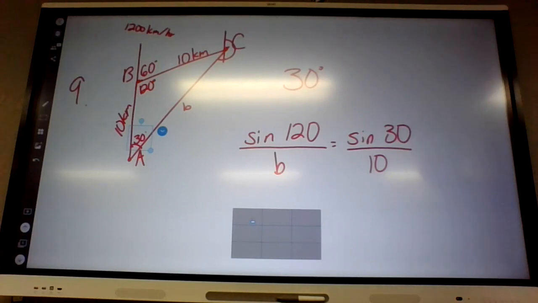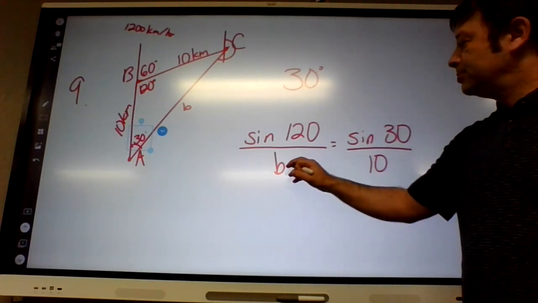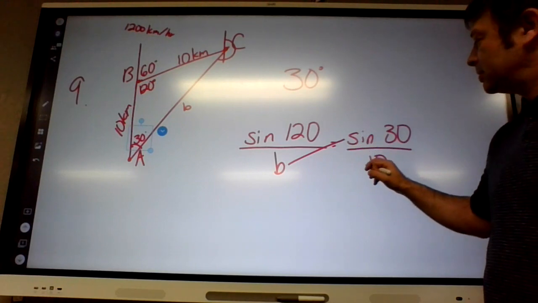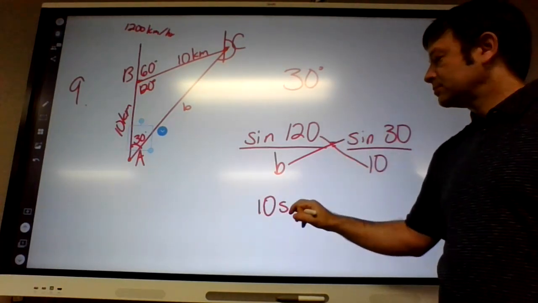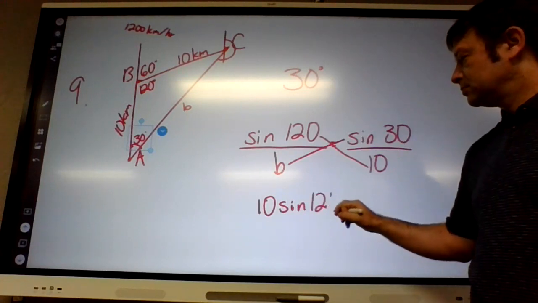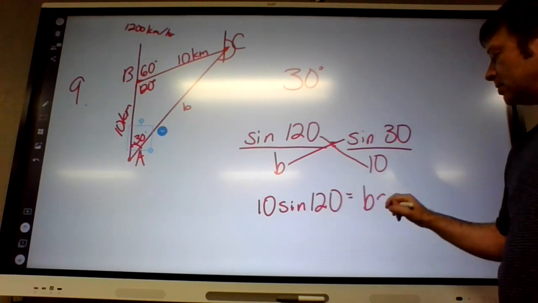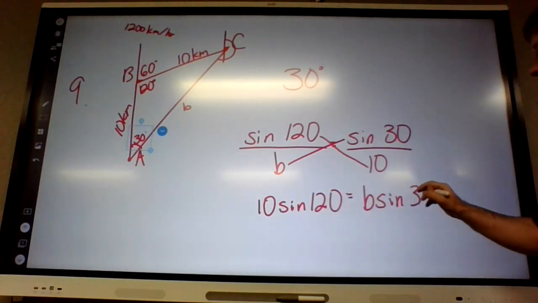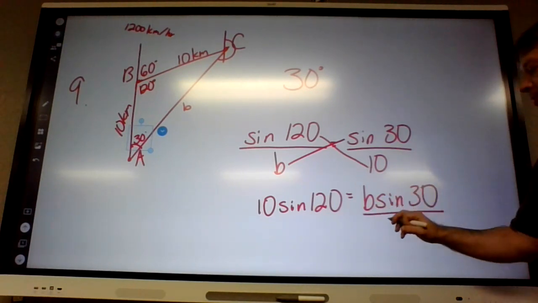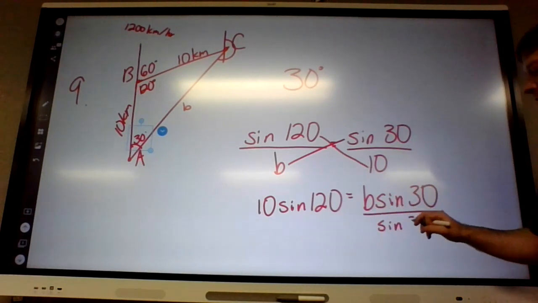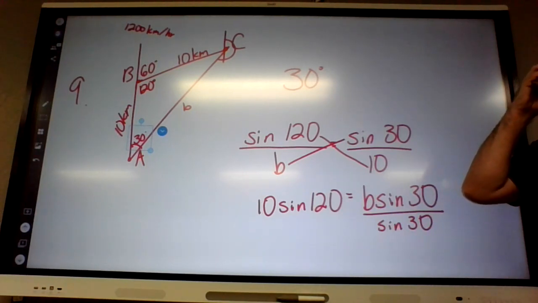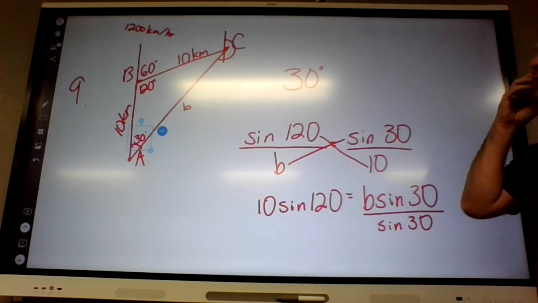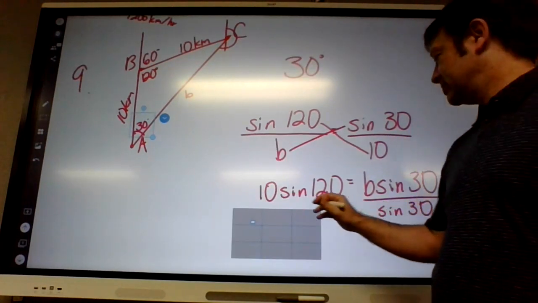So, I'm going to cross multiply. That'll pull B out of the denominator. And then to solve for B, I get it by itself, so I'm going to divide by sine of 30. I think I know what sine of 30 is. 1 over square root of 3. Square root of 3 over 3? That's a mess.